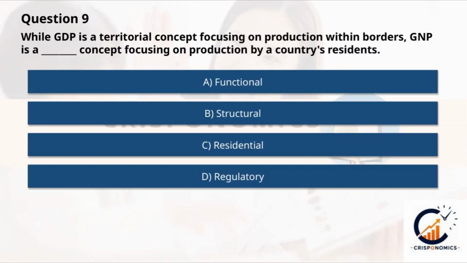Let's look at the difference between GDP and GNP. GDP measures the value of all production within a country's borders. That's a territorial concept. GNP, on the other hand, focuses on production by the country's residents, no matter where they are in the world. So, while GDP stays within borders, GNP follows the people. This distinction helps us understand economic activity from 2 important perspectives.